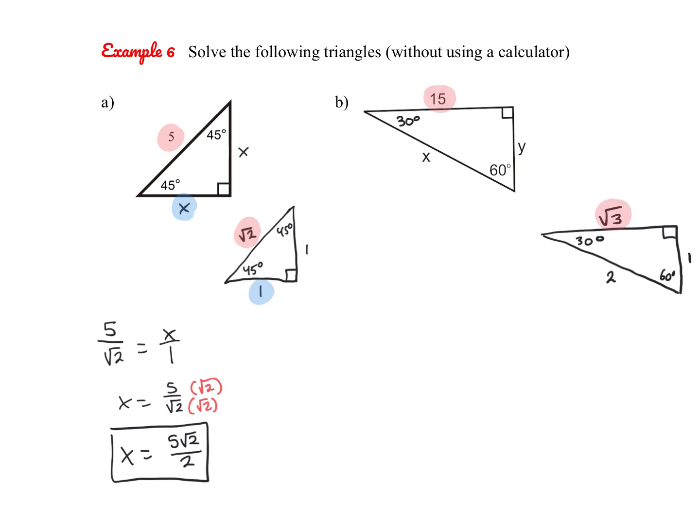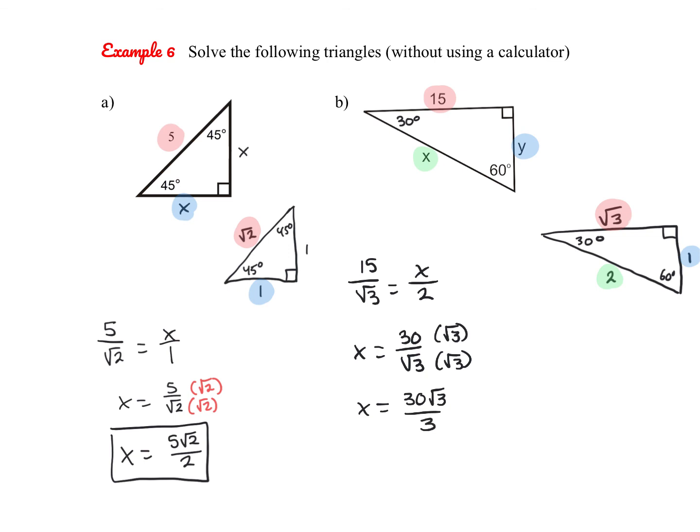I see that 15 is going to go with root 3. I see that y goes with 1, and I see that x goes with 2. So let's solve for x first. We're going to start with the proportion we know. We know that 15 goes with root 3, just as x goes with 2. And now all we need to do is solve for x. I'm going to multiply both sides by 2, and then we're just going to rationalize. So we multiply by root 3 over root 3, 30 root 3 over 3, and then sometimes we do need to simplify a little more here. So our x value is 10 root 3.